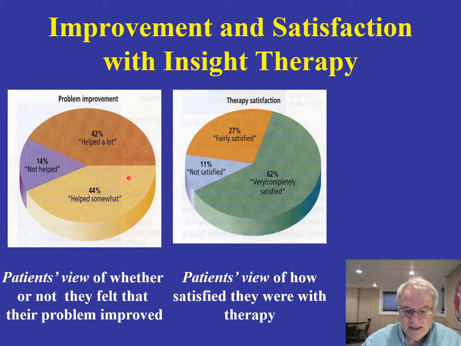If you take a look at how satisfied they were with the therapy, you get 62% who say they were very or completely satisfied. 27% say fairly satisfied. Again, we're talking about close to 90% of individuals who were satisfied with this kind of therapy, which again works best with individuals who are mildly neurotic. So again, those are very important statistics that I think help us a great deal to understand how effective these kinds of therapies are.